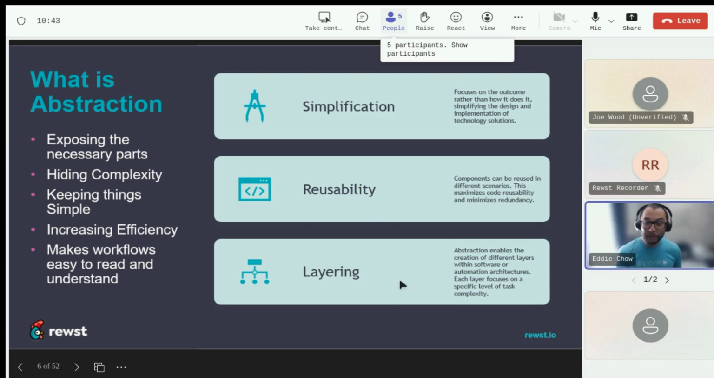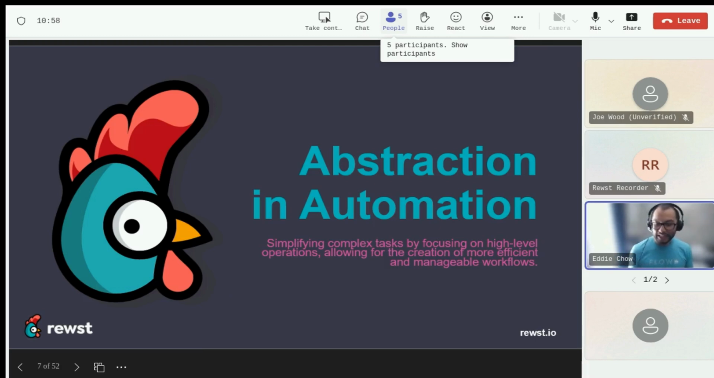Right. So we use abstraction for simplification, for reusability, and for layering. Those are generally the big ones that we're focusing in on. Now, when we talk about abstraction in our automations, again, we're just going to be emphasizing our sub-workflows.